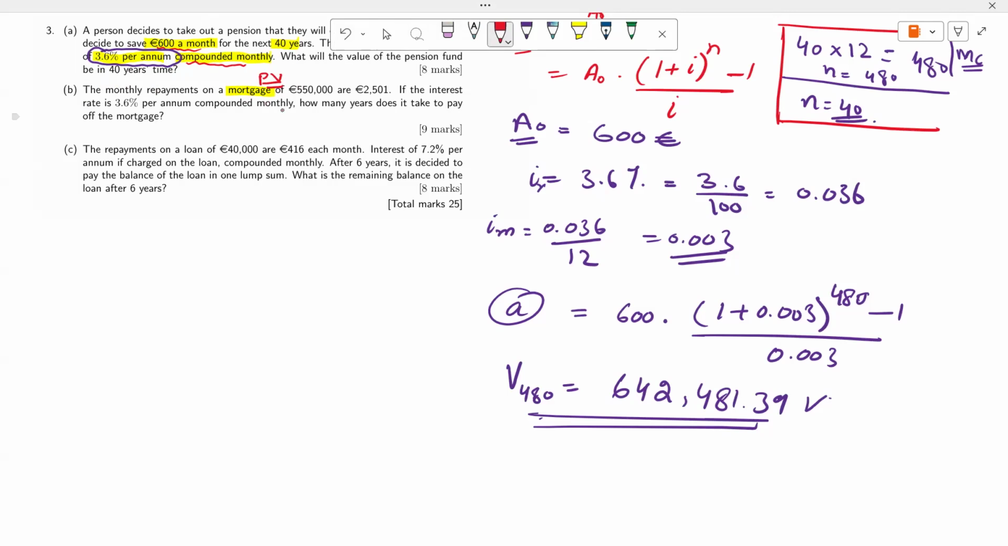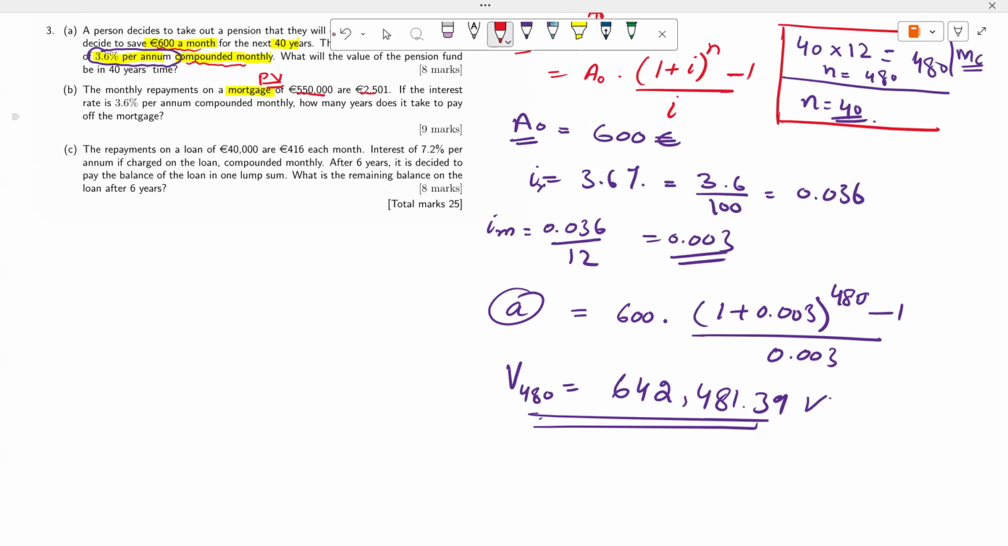Because think of a loan. A loan is the present value of all the repayments. So you are going to get 5,50,000 euros today, and for every month you would pay 2,501 euros into the bank. You'll be paying 2,501 euros to the bank every month. But you're also going to pay the interest, because the bank is not going to give money and tell you that you can pay it back whenever, however you can.